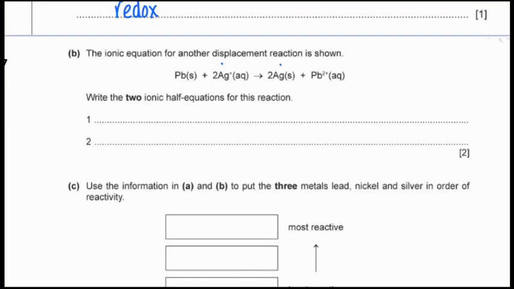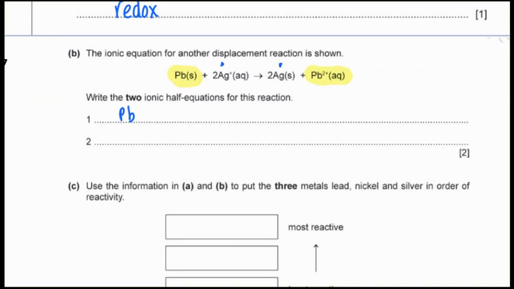Okay, so the ionic equation for another displacement reaction is shown. We've got lead as an atom going to lead as an ion, and over here we've got silver as an ion going to silver as an atom. So let's write the 2 half equations. We've got lead as a solid, but in this case we don't need to put our state symbols.